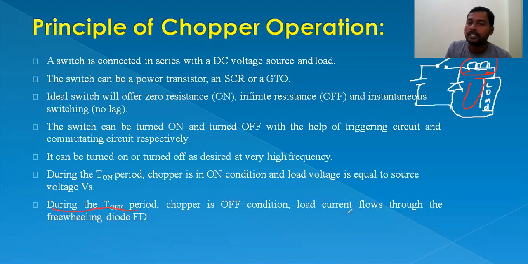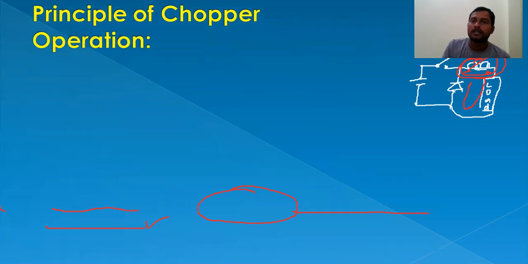During the turn off period, the load current flows through the freewheeling diode. So you can see how the current flows through the load by using the freewheeling diode during the turn off condition. That is because of the series inductor. The inductor is connected in series with the load. And the next is a continuation of this one. Let me erase these things.